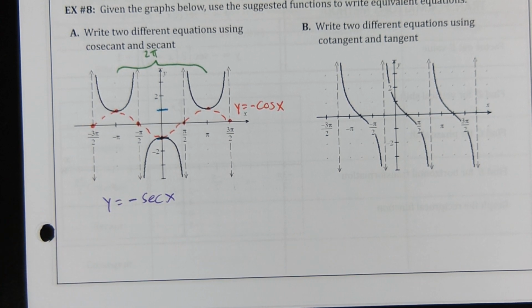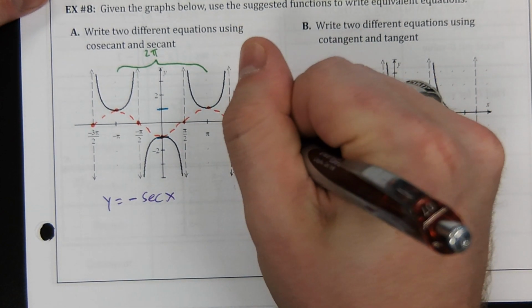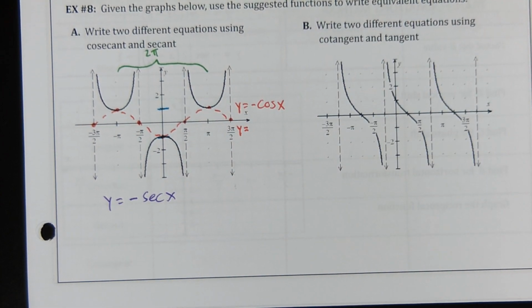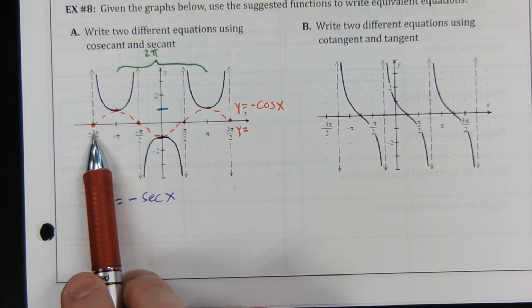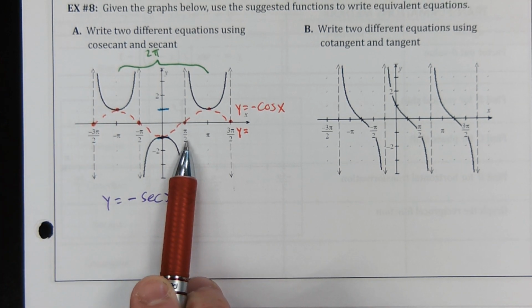Cosecant would be the reciprocal of sine. That means we would need to look at this thing and figure out a sine model for it. Let's do a positive sine model. At what x value would I need to start my positive sine model? I could start it here, or pi over 2. So either one of these works as a starting point, and since this is less to the right, I want to use that one.